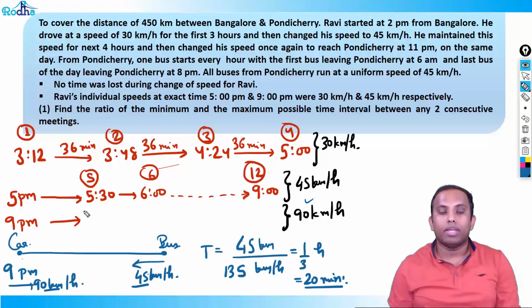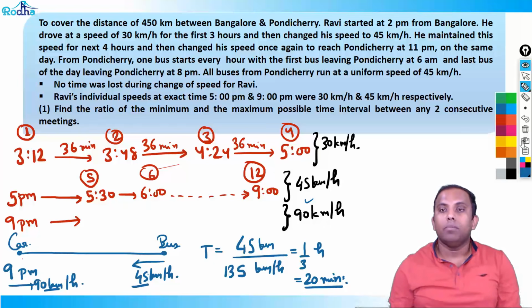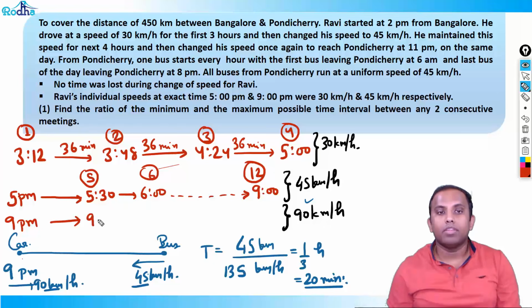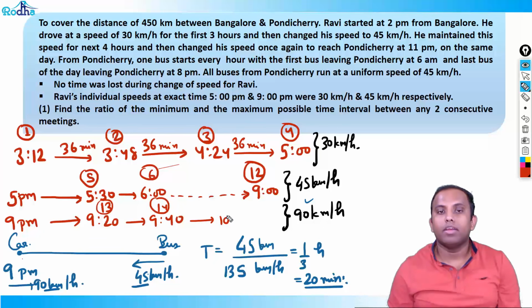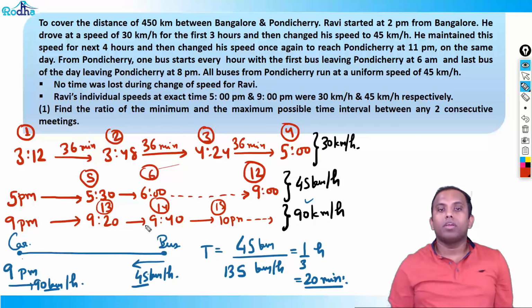So I'll meet the 13th bus at what time? 9:20. Then the next bus at 9:40, so for every 20 minutes. The 13th bus is at 9:20, the 14th bus at 9:40, and the 15th bus at 10. That's it, only 15 buses. So at 10 p.m. I'll meet the last bus, and I'll reach my destination at 11 p.m.